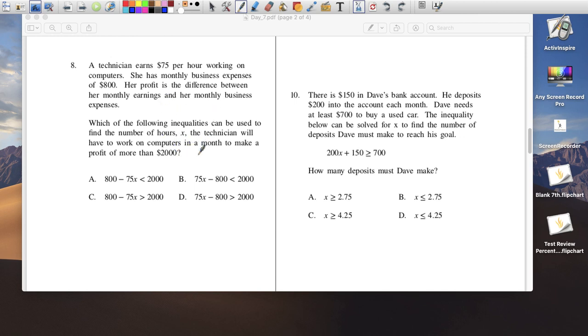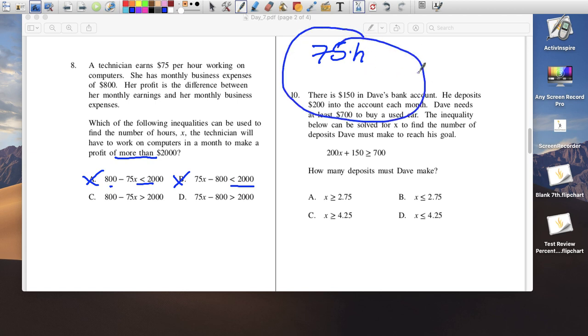So the first thing I would do is, because I need to know that this is going to be greater than 2,000, right? More than 2,000, I can eliminate this one because this says less, so that's gone. This one also says less, so that's gone. So it's going to be either of these two, right? Remember, she makes $75 per hour, or 75 per x. So whatever she makes here has to obviously be whatever she makes here. So let's say she works 50 hours.